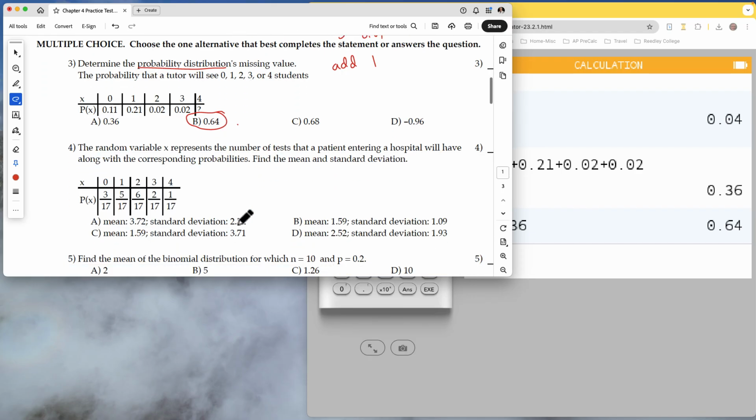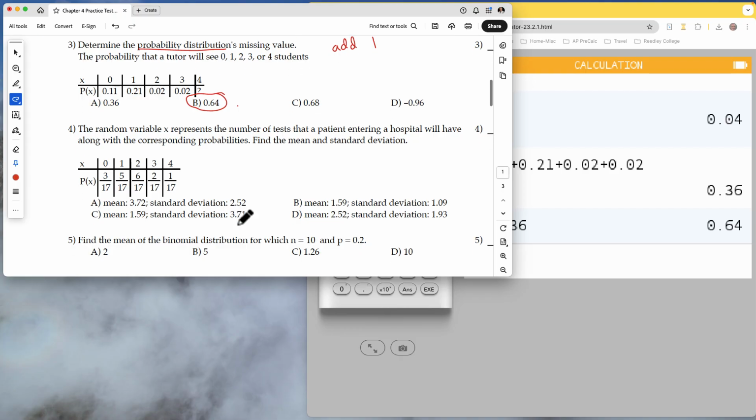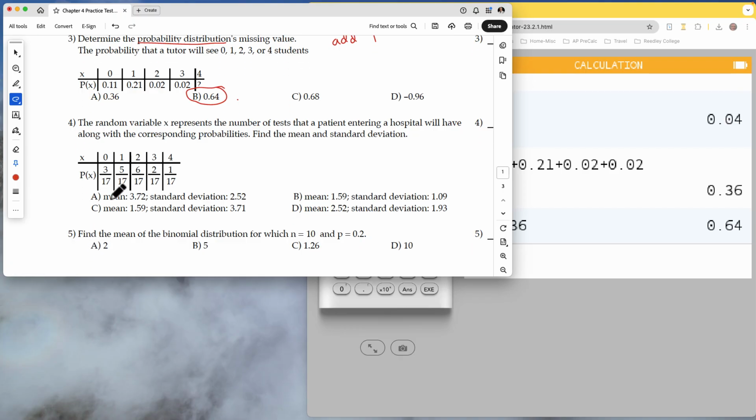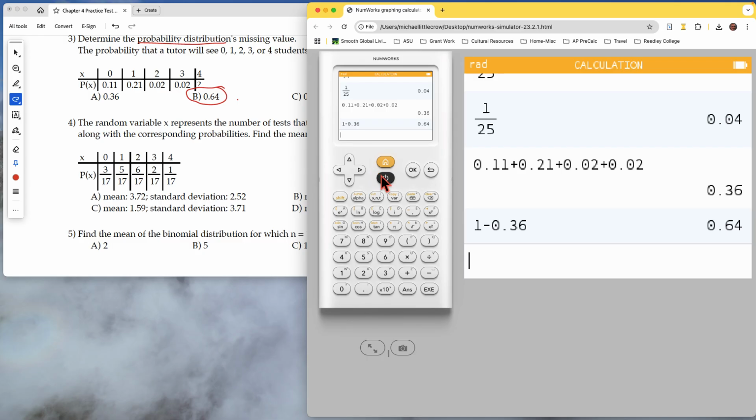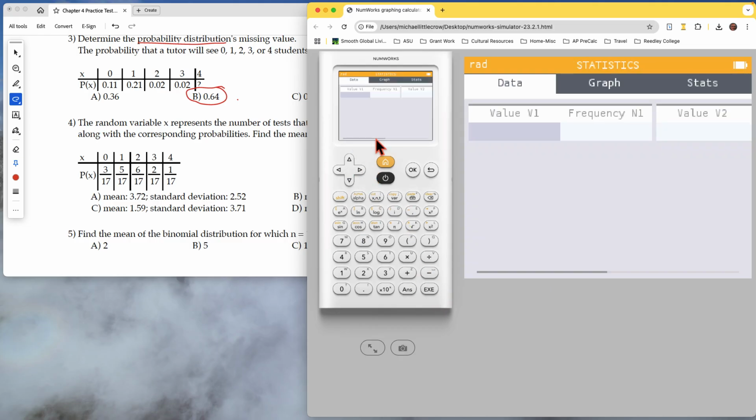The random variable x represents the number of tests that a patient entering the hospital will have, along with the corresponding probabilities. Find the mean and standard deviation. Okay, so these are probabilities, not decimals, but that's okay. We can use the statistics function here. We can actually set up a distribution by going here. So we'll put the values here. The random variable goes in the V1. The frequency is the fractional part. That'll go in the next one. And then we can just calculate this.